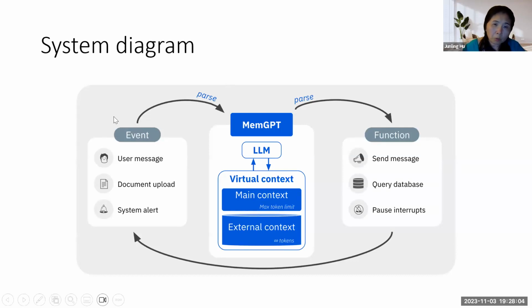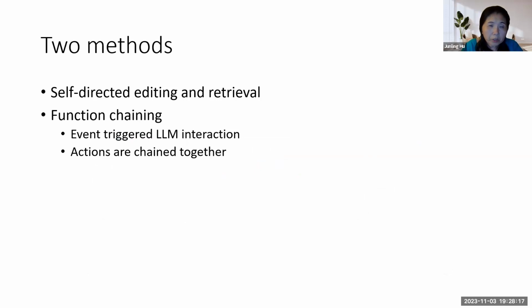But what's interesting is they put all this action framework together into this MemGPT context. So that's the second. So these are the two major innovations. I wouldn't say two major innovations. These are the two methods to support the context management.